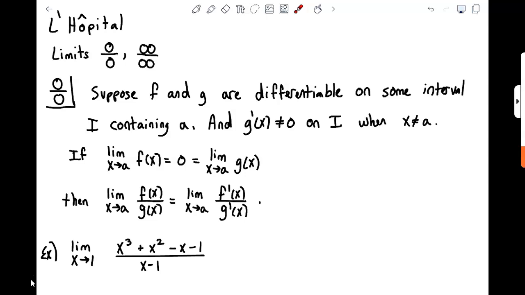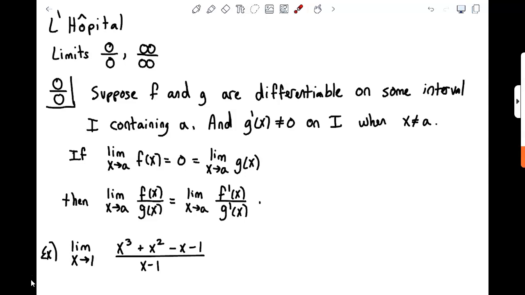Okay, if that's the case, and both the top and bottom have a limit that goes to 0, then it turns out the limit of the fraction f of x over g of x as x approaches a is the same as the limit of the fraction involving their derivatives. And you can see immediately the benefit here, especially if we're dealing with polynomials. Eventually, taking derivatives of polynomials, we're going to get down to something that has a derivative that's a constant. And that's actually the case in this example here.